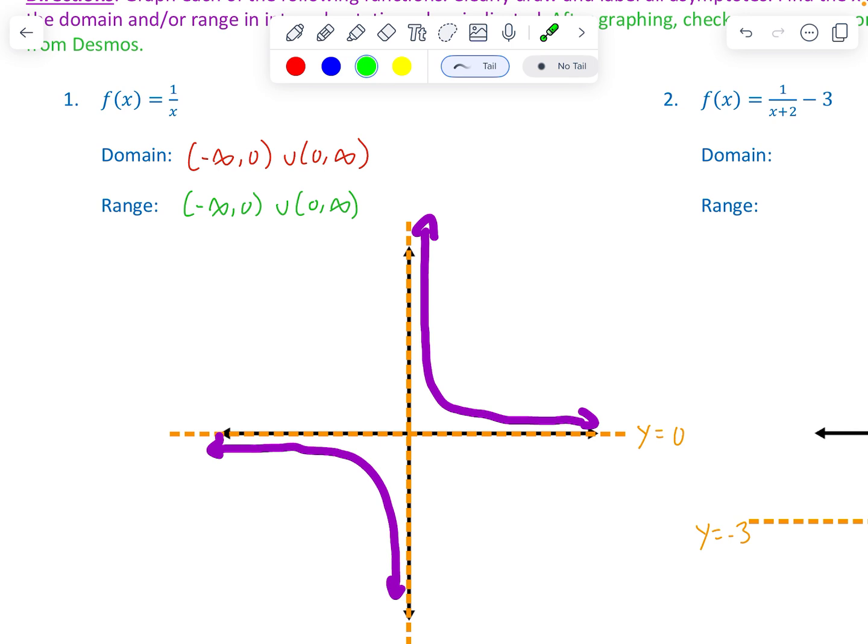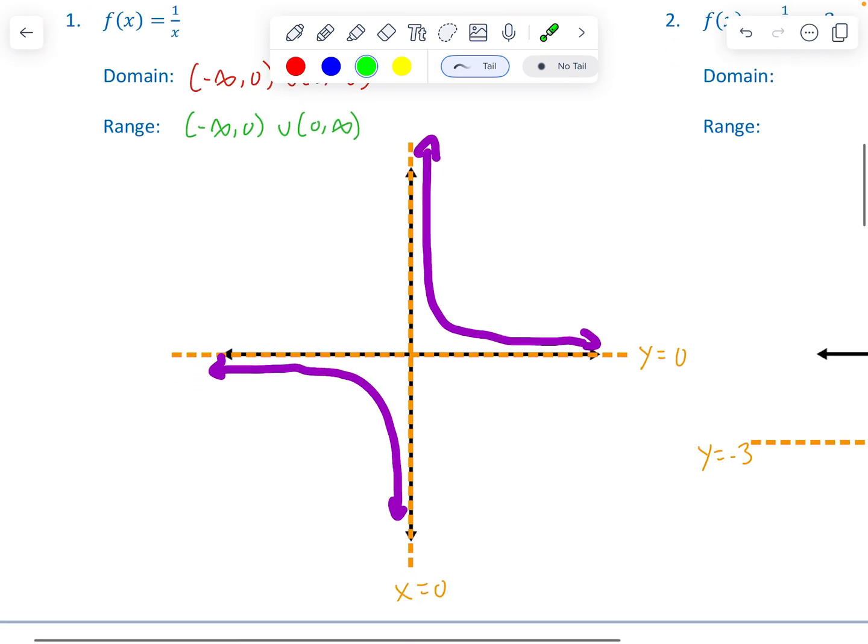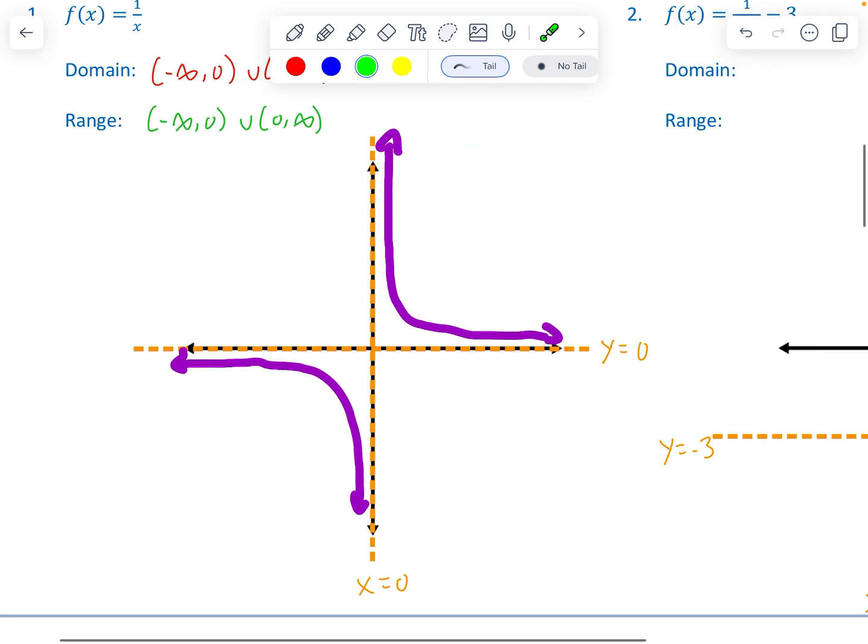For range, this one's negative infinity because it's going down forever this way, and then it comes up until y equals 0. The parent function skips over y equals 0 and then continues to go up forever. And so this notation here is showing us skipping over a value of 0.